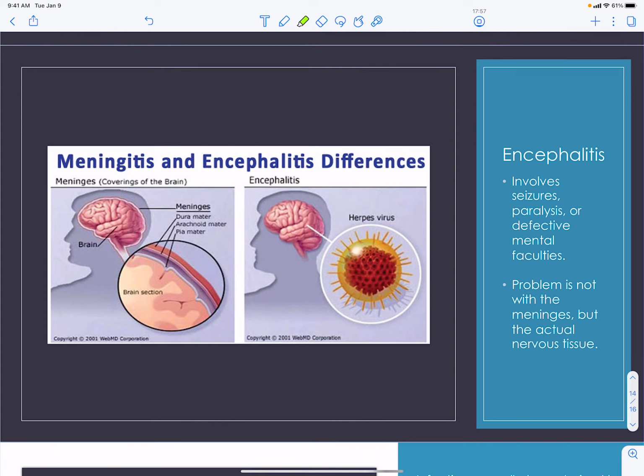So now encephalitis is going to be, again, infection of the brain. So for encephalitis, remember meningitis is an infection of the meninges surrounding the brain, but encephalitis is actual infection of the brain. So this is going to result in seizures, sometimes paralysis, and it can have permanent damage. You can have defective mental faculties. And again, this is not a problem within the meninges, but within the actual nervous tissue.